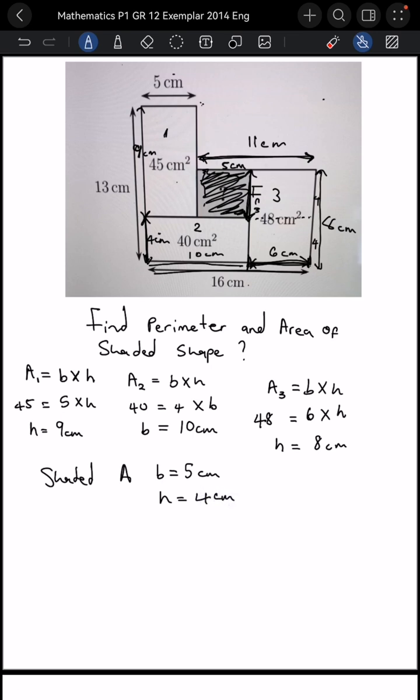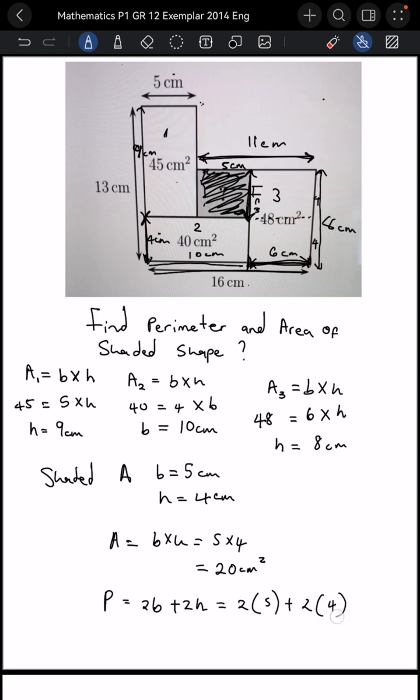And then you say the area therefore is going to be base times height, equal to 5 times 4, equal to 20 centimeter squared. You say perimeter is going to be 2 times base plus 2 times height, equal to 2 times 5 plus 2 times 4, which is equal to 10 plus 8, which is 18 centimeter. That is the answer.